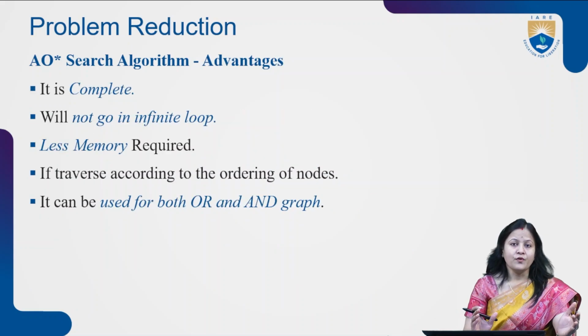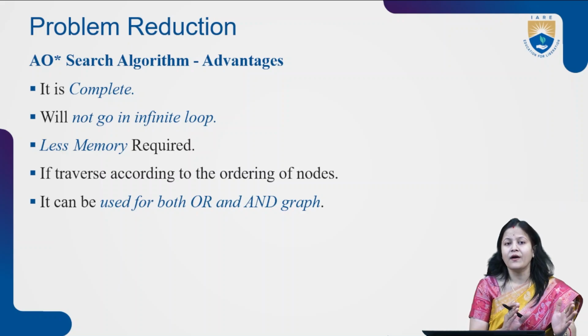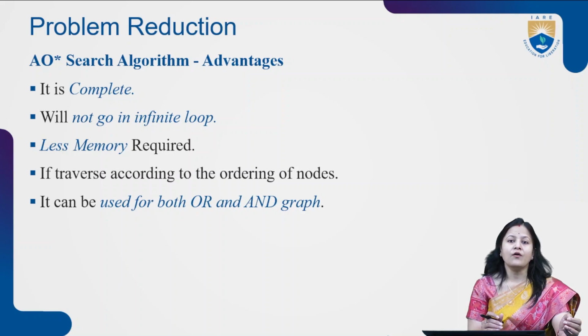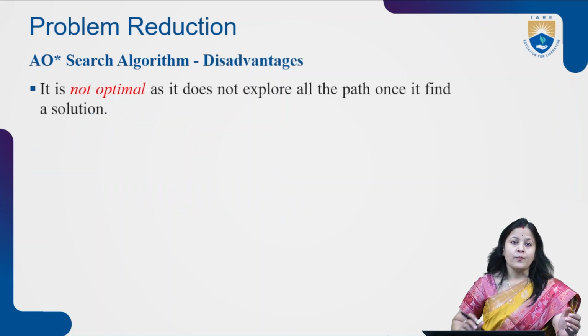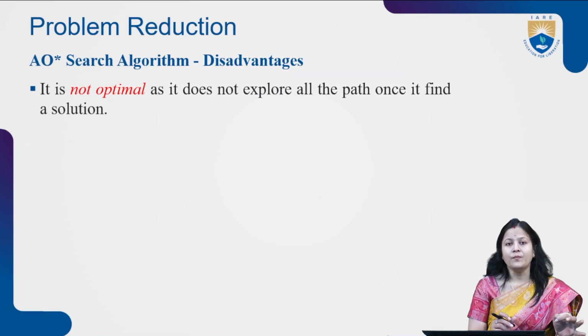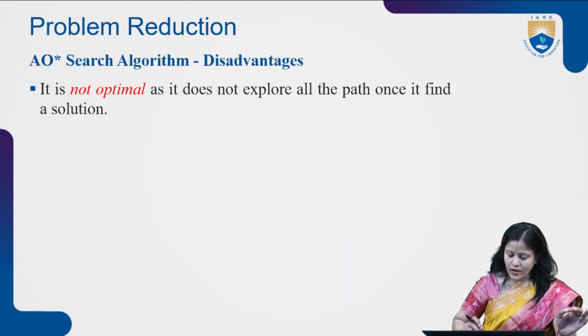Now let me discuss a few advantages and the limitations of the AO* algorithm. The AO* algorithm is actually complete because it provides the solution. At any cost we can achieve the goal. The cost may be high, but we can achieve it. That is why it is called complete, and it will not go into any infinite loop. The searching process will not be repeated. Somewhere we need to stop, and less memory is required. It travels according to the ordering of the nodes. It can be used for both OR and AND graphs. But the problem is it may not give the optimal solution, as it doesn't explore all the paths once it finds the solution. So that is one of the limitations of the AO* algorithm.